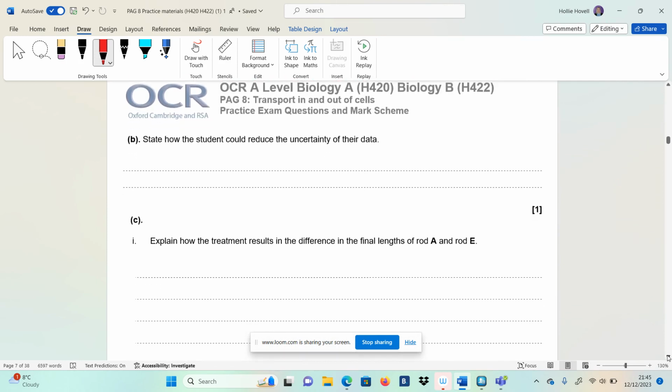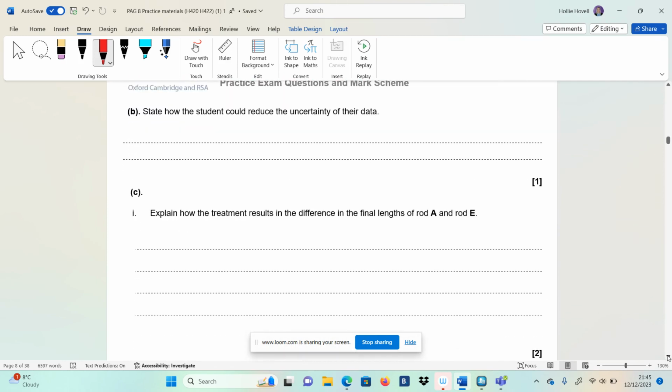Part B, state how the student could reduce the uncertainty of their data. This question is always going to be the same, okay? If you get a question about uncertainty, there's no guessing. You've got to know what uncertainty questions actually mean. So this is always going to be about using more accurate or more precise apparatus, okay?